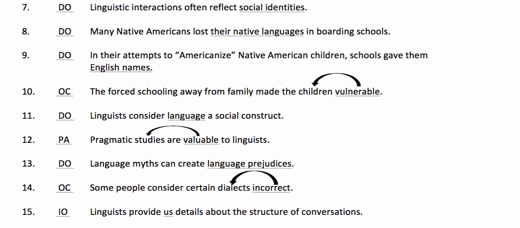Some people consider certain dialects incorrect. So dialects equal incorrect. Dialects are incorrect. This object complement is complementing the direct object, dialects. 15, linguists provide us details. So we have a noun phrase us, and we have a noun phrase details. Can we move them? Linguists provide details to us. Yes, you can move it. So that means it's pattern 6. That means it's IO plus DO. So us is the indirect object.